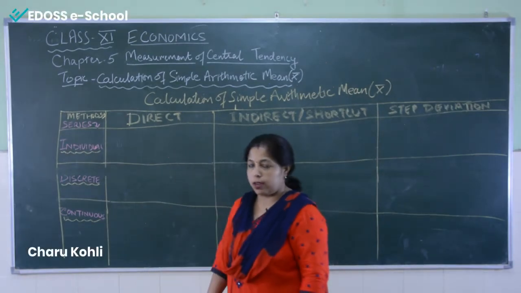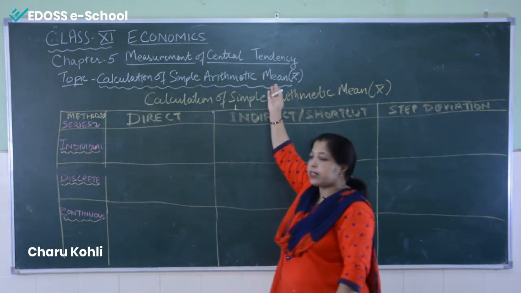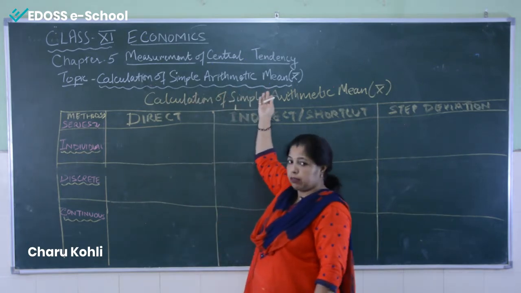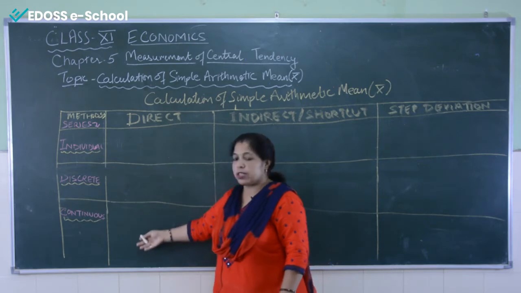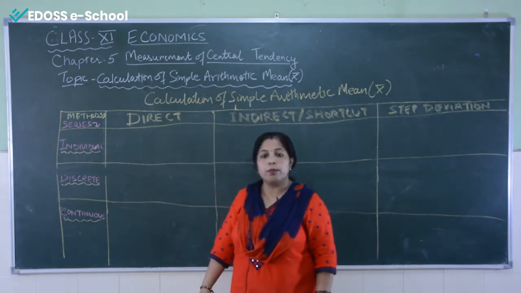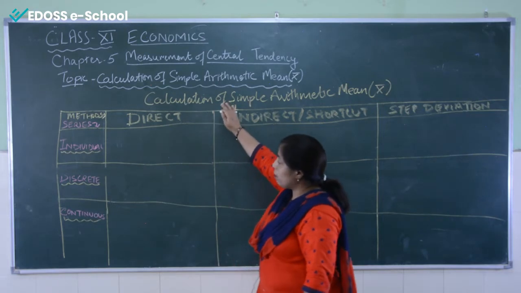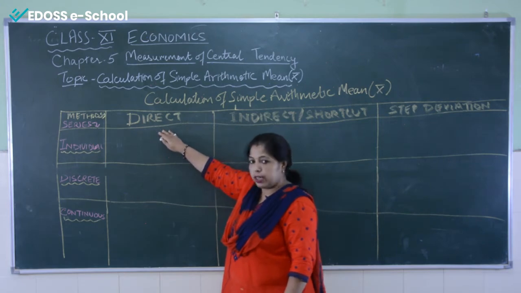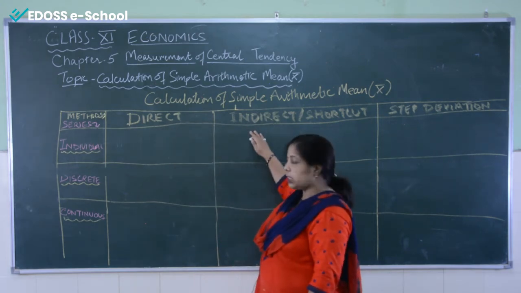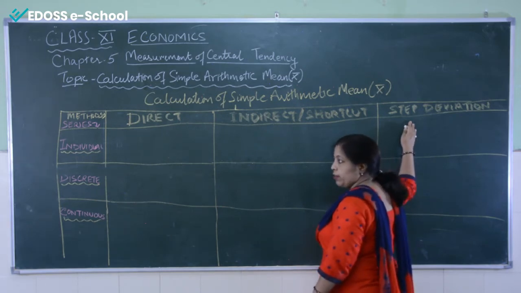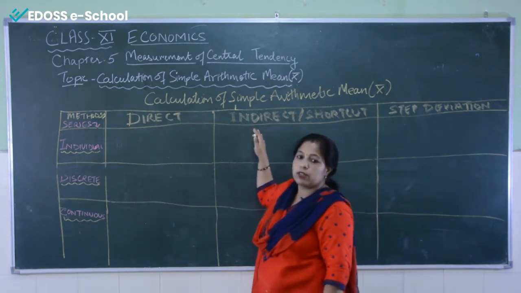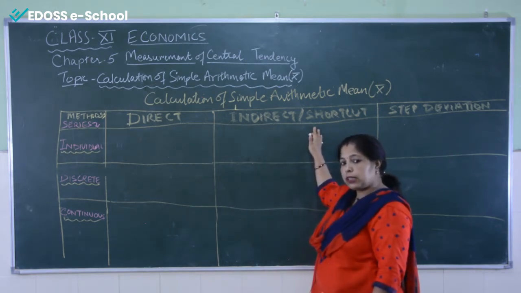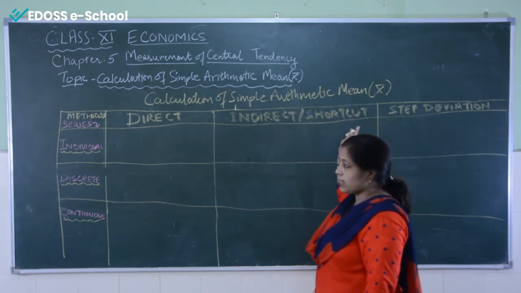Today we are going to start with the topic measurement of central tendency, and here we are going to take the calculation of simple arithmetic mean. So here we are going to discuss the calculation of simple arithmetic mean. To calculate simple arithmetic mean, there are three methods. First, the direct method, second, the indirect method, and third, the step deviation method. The indirect method is also called the shortcut method or assumed mean method.